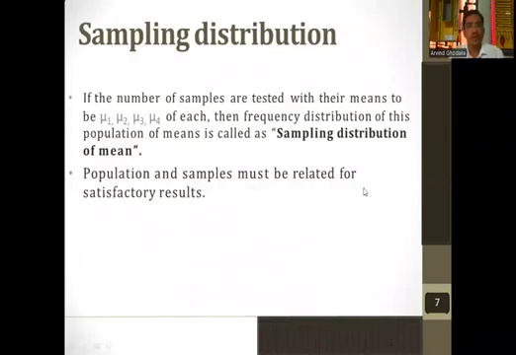Next one is the sampling distribution. If a number of samples are tested with their means being mu1, mu2, mu3, mu4, then the frequency distribution of this population of means is called the sampling distribution of the mean. The population and samples must be related for satisfactory results. In this way, we discussed the different terms and terminologies used in the study of statistical analysis.